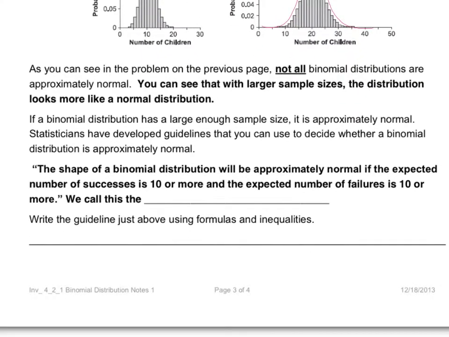And what we call this right down here, and you put this on your note page, is called the rule of 10. And what the rule of 10 states is that the shape of a binomial distribution will be approximately normal if the expected number of successes is 10 or more and the expected number of failures is 10 or more.